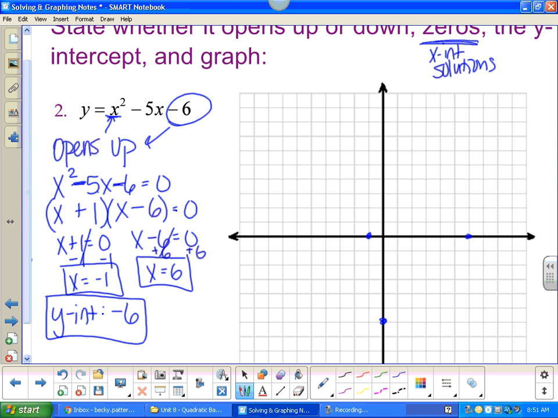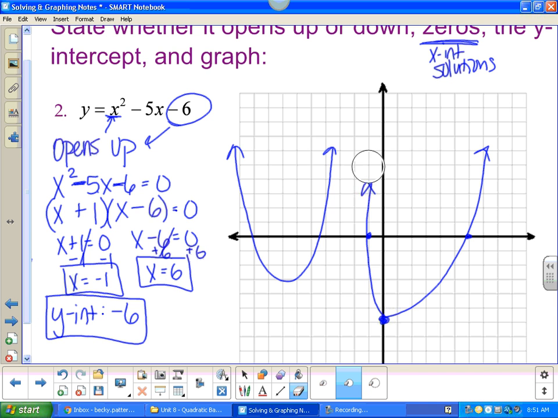Okay, here's what I don't want to see. That's not a parabola. Parabolas are symmetrical. So just because this is the y-intercept does not mean that this is the vertex. So let's try this again.